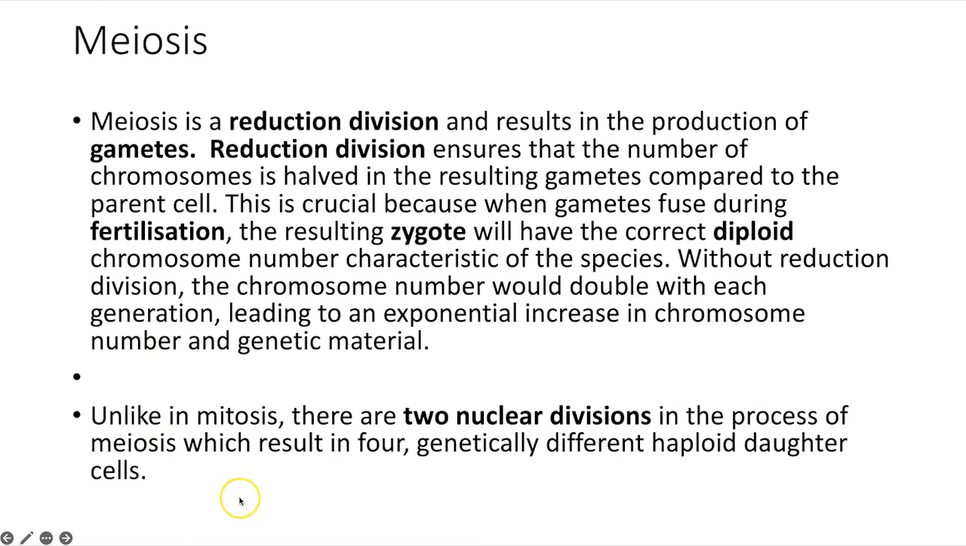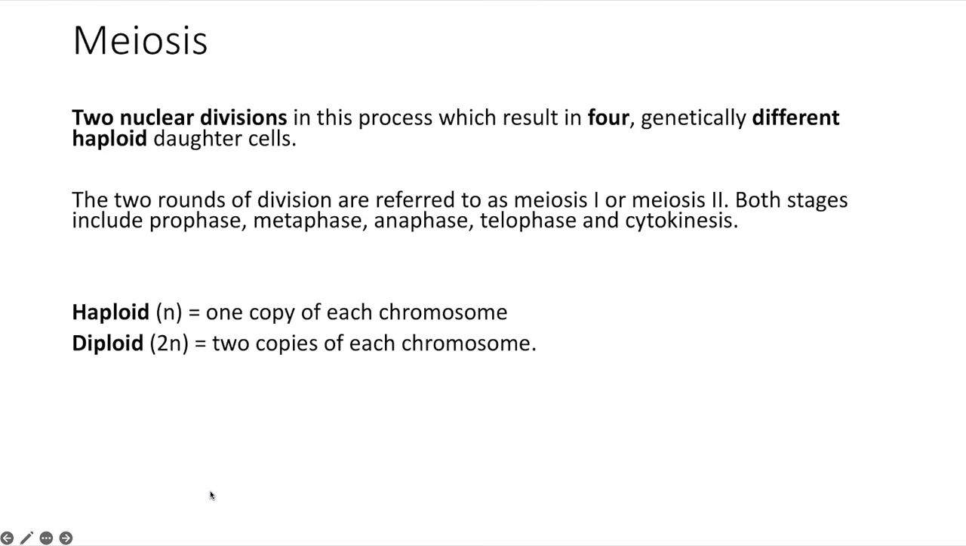Now, unlike in mitosis, there are two nuclear divisions. That's why we end up with reduction in the chromosome number. And we get four genetically different haploid cells. So how that happens then, as we said, we've got two nuclear divisions. We have two rounds of division that are referred to as meiosis 1 for the first round and meiosis 2 for the second round. Both include the same stages: prophase, metaphase, anaphase, telophase, and then cytokinesis to split the cytoplasm and the cell membrane to create two new cells.